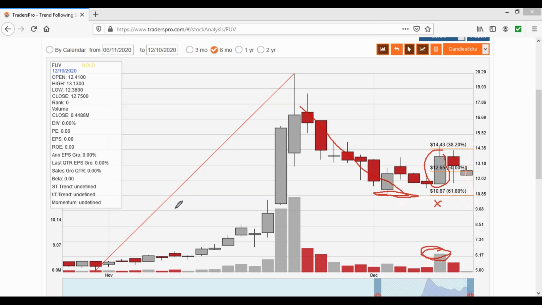Remember, there's lots of different entry. We try to make it easy in the software and buy on the buy signal, sell on the sell signal, that type of stuff. But there's lots of different ways you can manage trades if you want to put the time into it. And that might have been one way that I might have managed it.